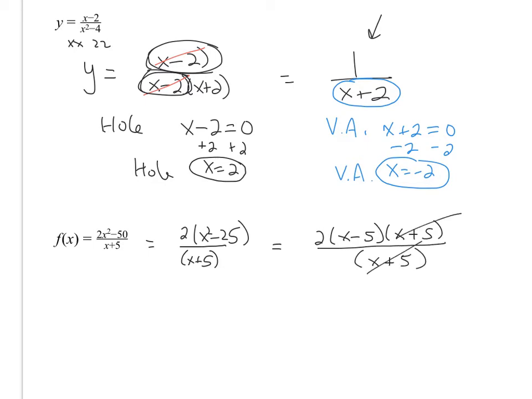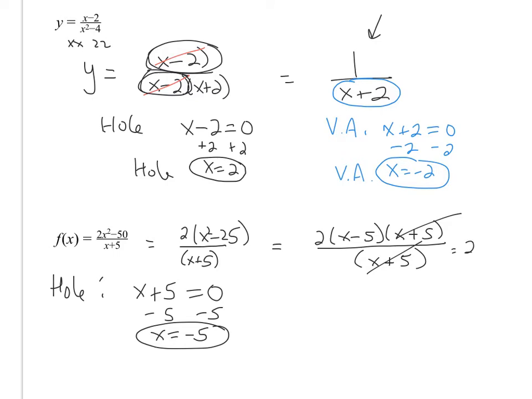So you'll notice we cancel the x plus 5 out. So anytime we cancel something out, we'll have a hole. So the hole is going to be where x plus 5 equals 0. Subtracting 5, x is going to equal negative 5. So there's our hole. Now when I cross that out, you'll notice I have 2 times x minus 5. There's no denominator anymore except for 1. So there's actually no vertical asymptote, because there's nothing in simplest form for the bottom to be equal to 0, so there's just not going to be one.